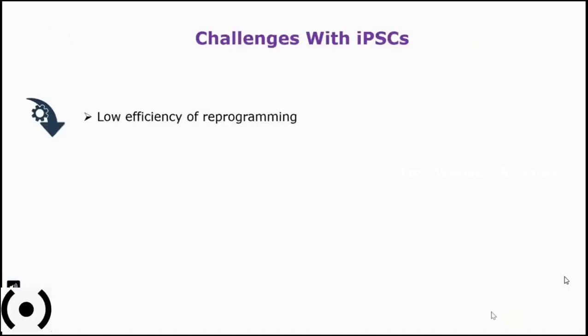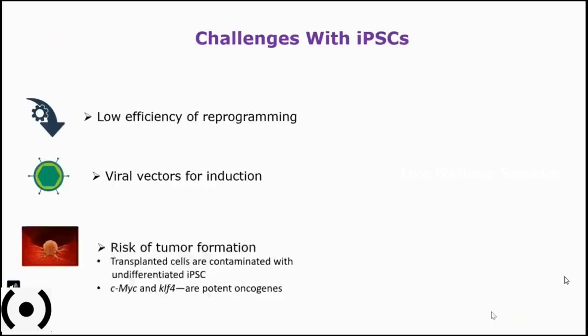But nowadays, due to the availability of different advances, scientists are working to increase the efficiency of reprogramming. The second challenge is viral vector for induction. Now, as I told you, scientists are looking for alternate ways for reprogramming. And the biggest disadvantage is that there is always a risk of tumor formation.